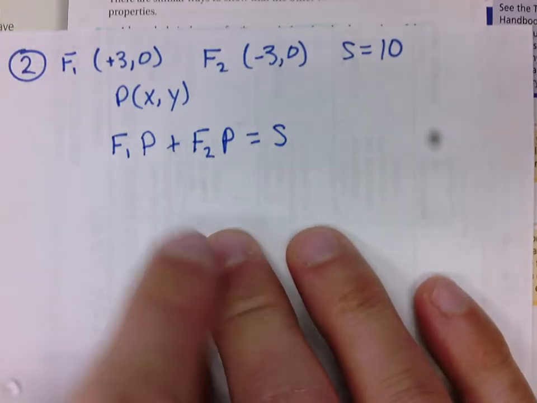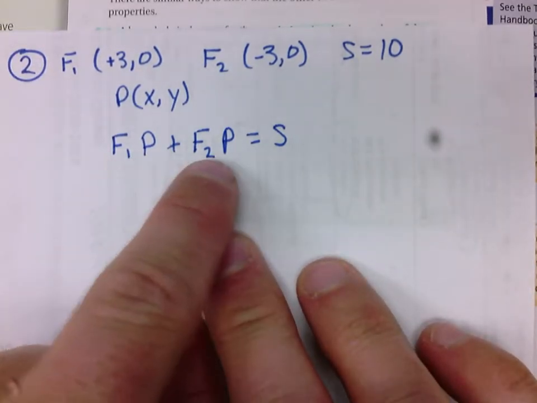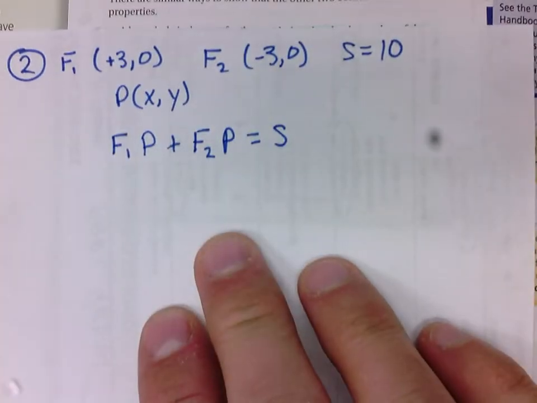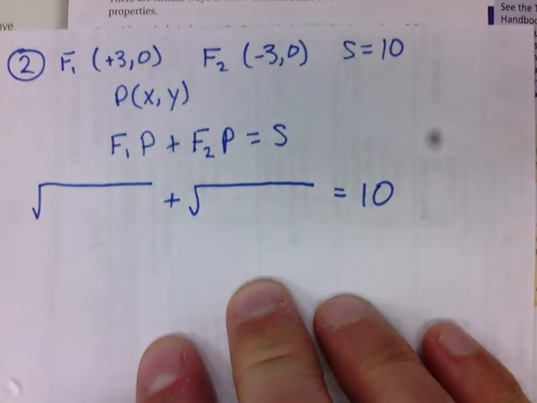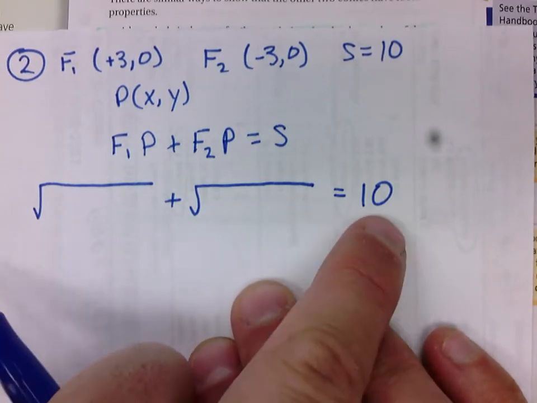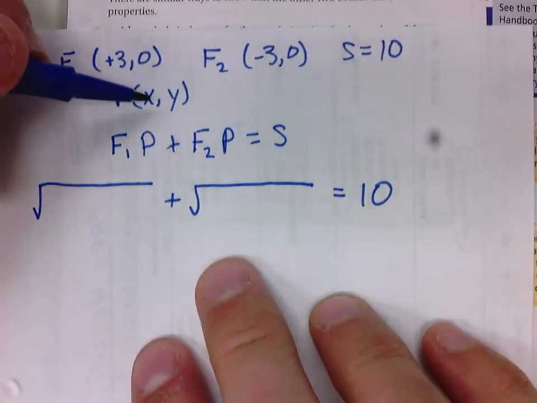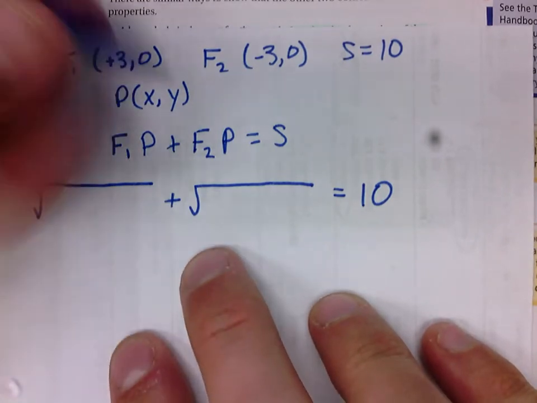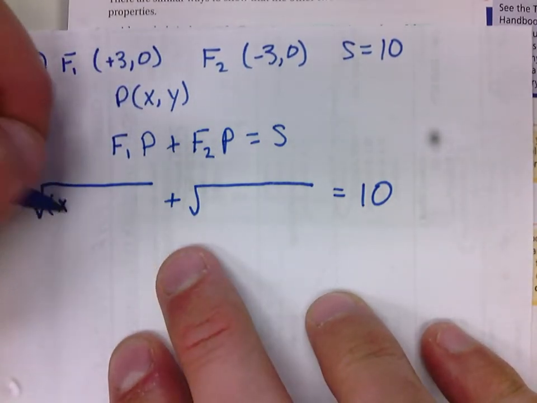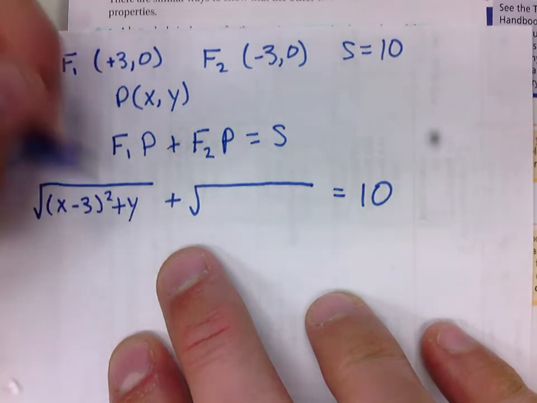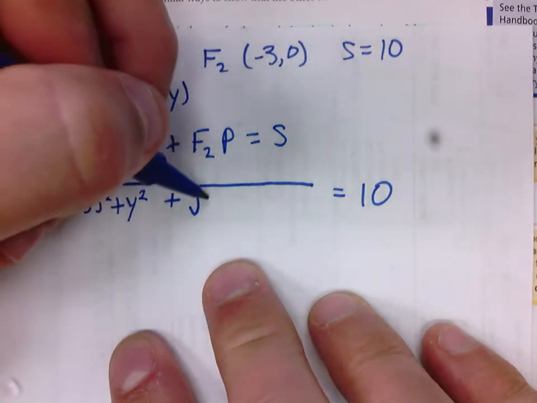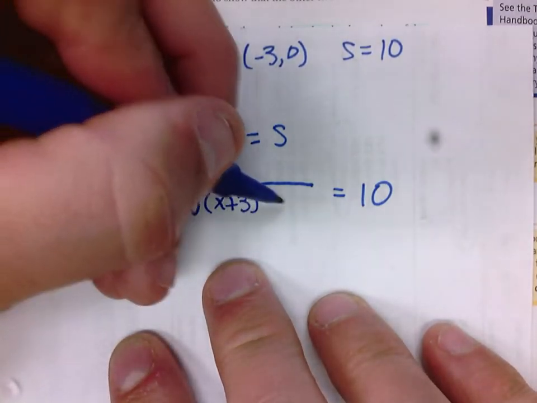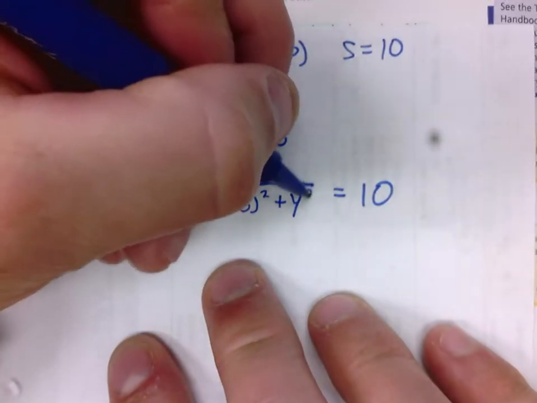So all we really need to do is write an expression here that represents this distance, and we already know s is 10, so we'll just put 10 there. The good thing is, again, distance formula kind of to the rescue here. So we'll set this up just like this. Distance formula plus other distance formula equals 10. And remember, it's just simply the difference in x's squared plus the difference in y's squared underneath. So in this case, x minus 3 squared plus, and luckily that's 0, so this is just going to be y squared. And then this one's going to be x plus 3 squared, and then plus y squared.